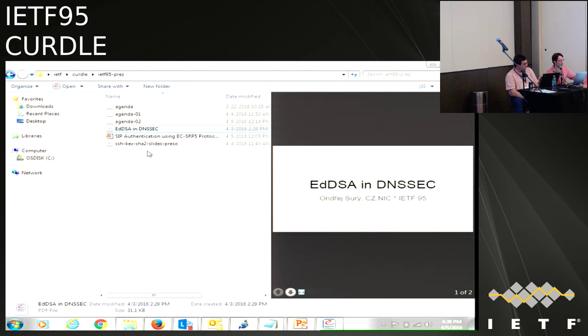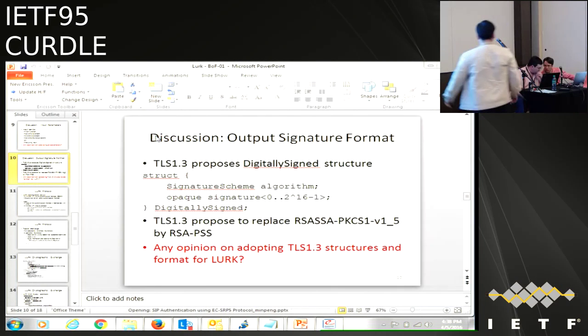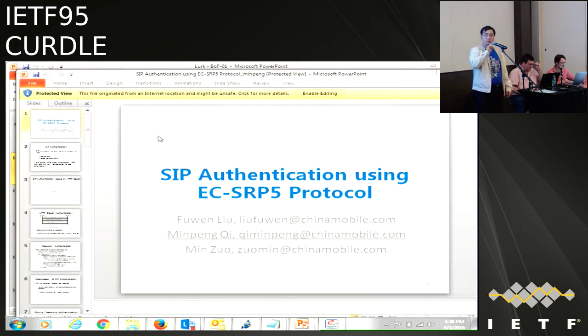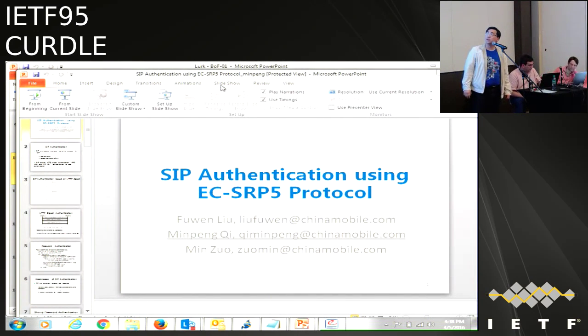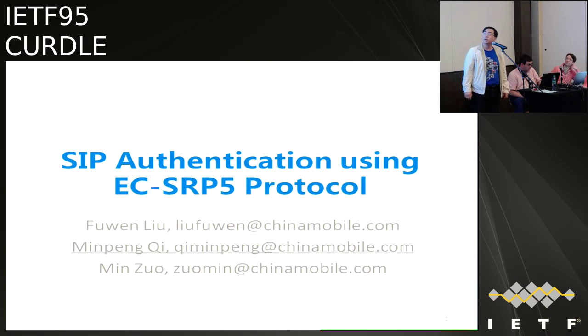Now I think we're going to have a presentation about SIP authentication. Hello? Here I want to give a short introduction about our work on SIP authentication using the ECSRP5 protocol. This work is mainly dealt with in SIPCORE, but I want to present here to draw your attention and to collect your comments. Okay, please, next slide.